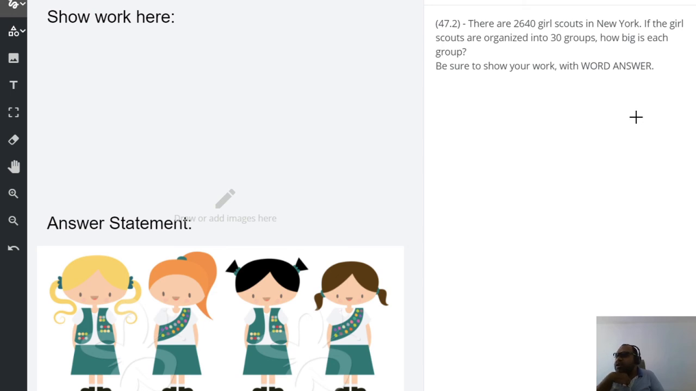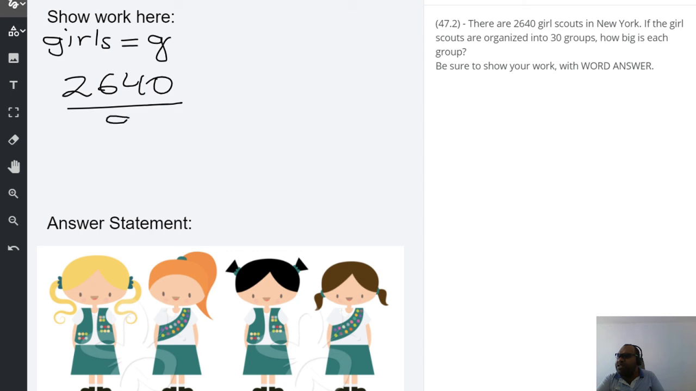Guys, let me use here my problem. I look for groups, okay? Oh, I look for girls. For quantity for girls in each group. Yes, it is I use G. Great. How do I know this one? I'm looking for 2,640 girls divided by G, is the number I'm looking for, equals 30.